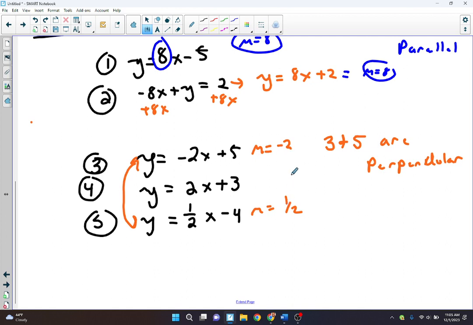Okay. When Ariel comes back, okay? So 3 and 5, these are perpendicular. Okay?